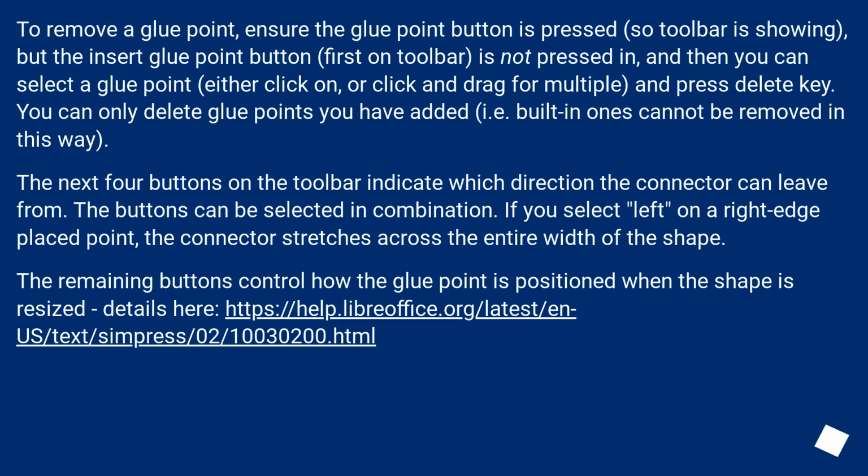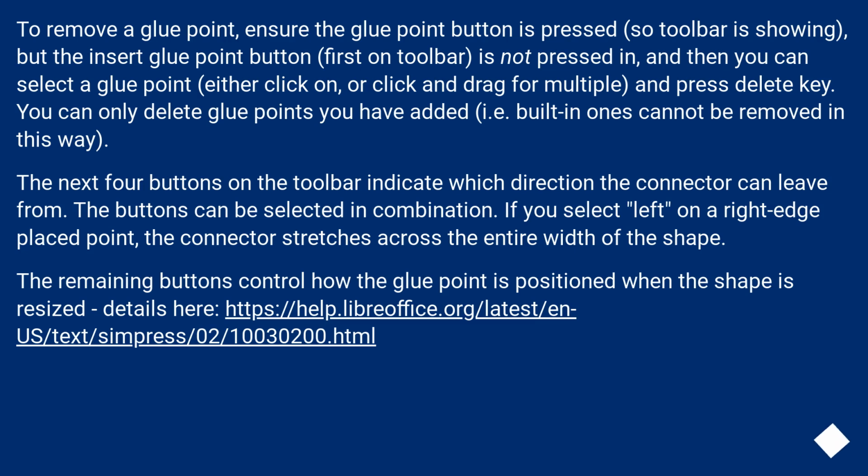To remove a glue point, ensure the glue point button is pressed, so the toolbar is showing, but the insert glue point button, first on the toolbar, is not pressed in, and then you can select a glue point, either click on it, or click and drag for multiple, and press the delete key. You can only delete glue points you have added, i.e. built-in ones cannot be removed in this way.